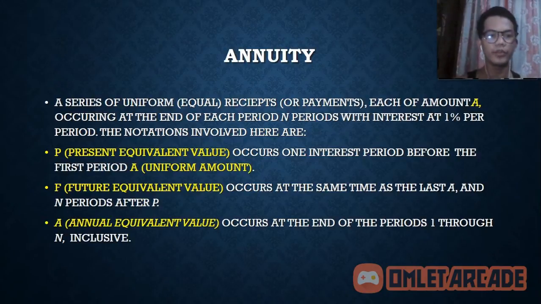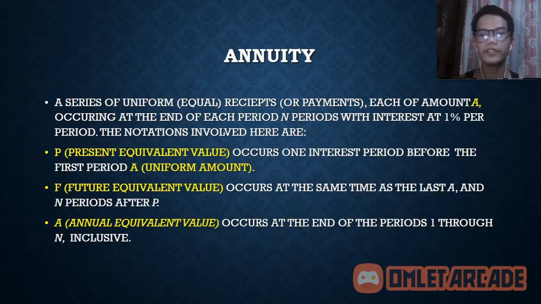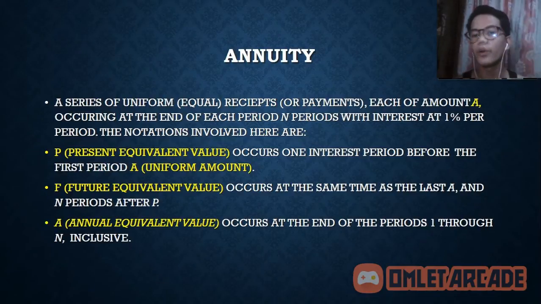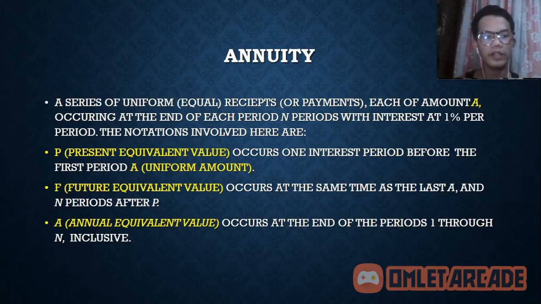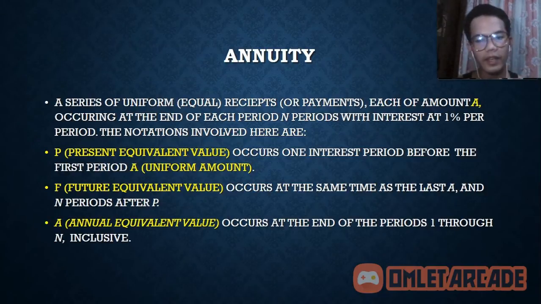An annuity is a series of uniform or equal receipts or payments, each of amount A, occurring at the end of each period, for N periods, with interest at i percent per period. The notations involved here are P, the present equivalent value that occurs one interest period before the first A, the uniform amount. F is the future equivalent value that occurs at the same time as the last A and N periods after P. And A is the annual equivalent value that occurs at the end of periods 1 through N inclusive.